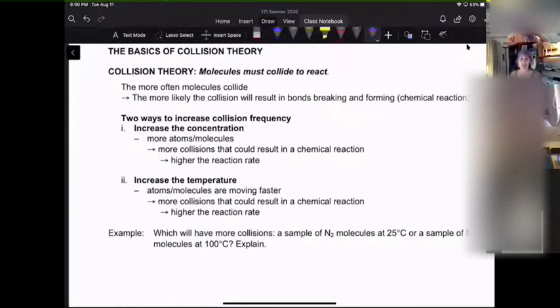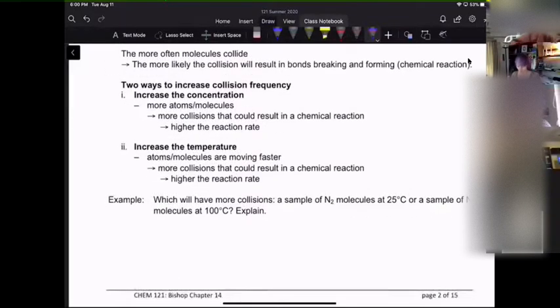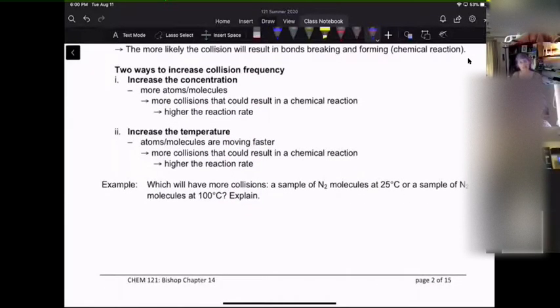If we increase the temperature, we're going to increase the speed of those molecules. That's going to cause them to find each other faster, and it's going to cause them to have more energy when they do collide. So they'll be moving faster. The energy of that collision will be greater because of the speed. Those are two ways we can increase the collision frequency. Which will have more collisions, a sample of nitrogen molecules at 25 degrees or a sample of nitrogen molecules at 100 degrees C?